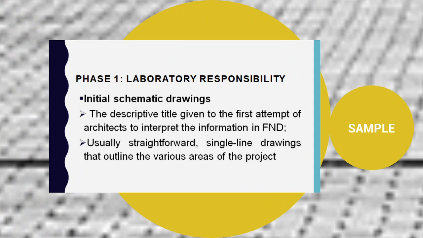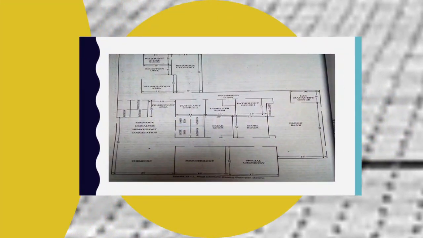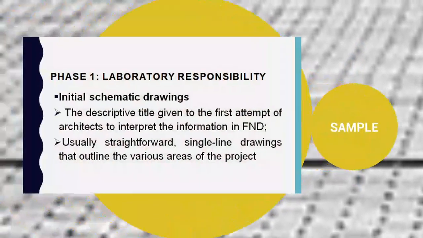Also, the preparation of initial schematic drawings, the descriptive title given to the first attempt of the architects to interpret the information of the FND or the functional narrative document. It is usually straightforward single-line drawings that outline the various areas of the project. For example, this is the illustration of the schematic diagram, which shows the division of the floor area in various departments and sections of the laboratory.